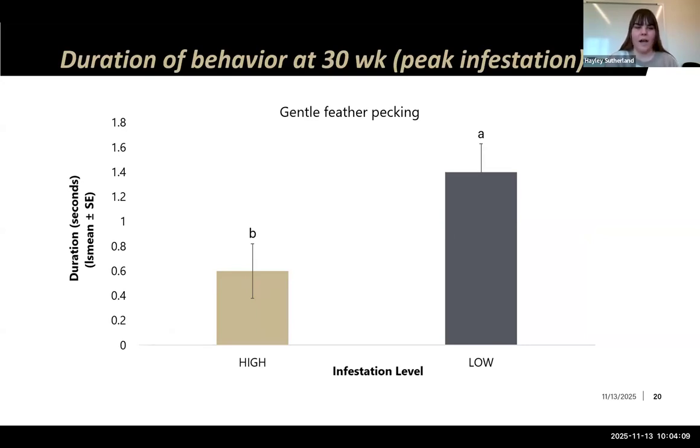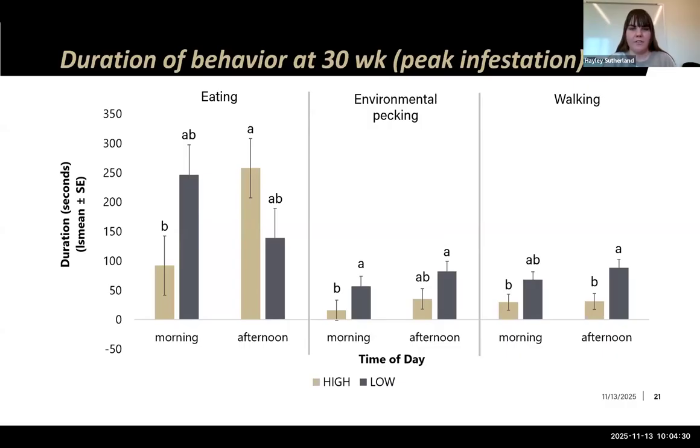Now, looking at the scale on the y-axis, this is a duration in seconds, so this is only about a 1 second difference. So my inclination is more that there is a single bird who really liked to gentle feather peck and not necessarily something seen across low birds. But because we had a smaller sample size, it was more likely to show up in our statistical analysis. But moving on to other 30-week data, looking at the interaction between infestation level and time of day, we again see this difference with eating behavior, where our high birds have not only eaten more frequently, but they're also eating for a longer duration in the afternoon than they are in the morning.